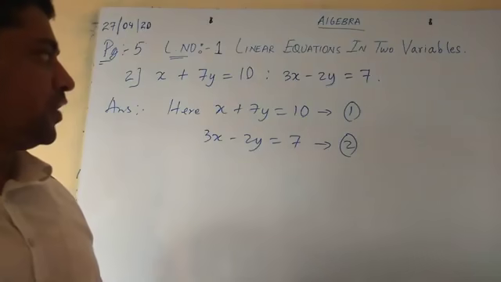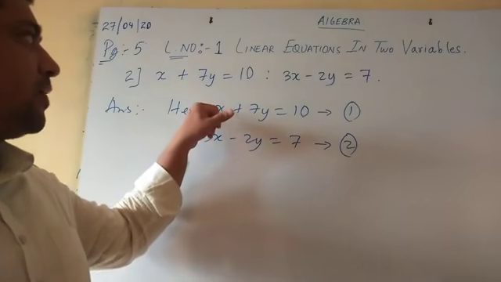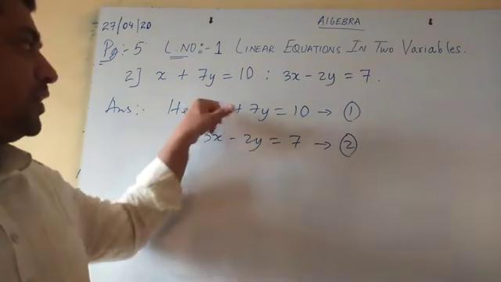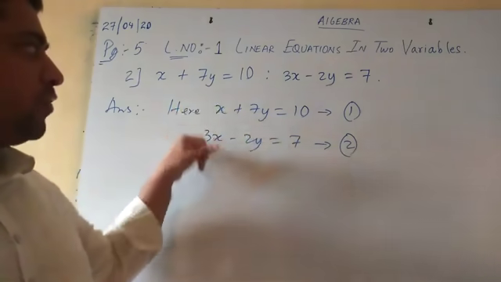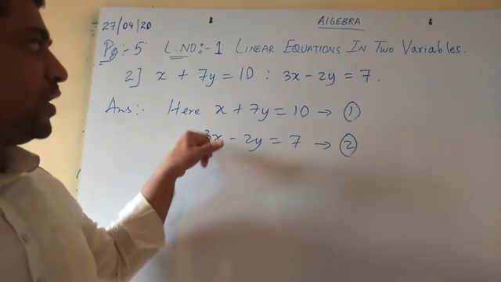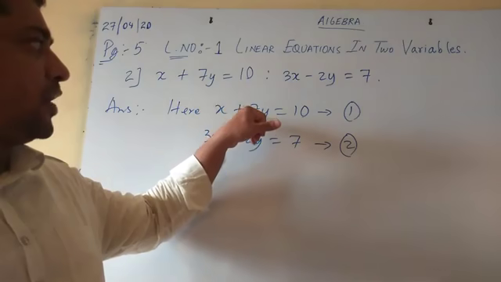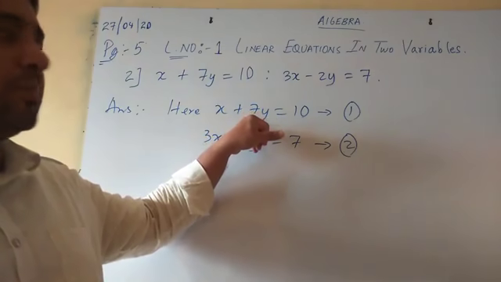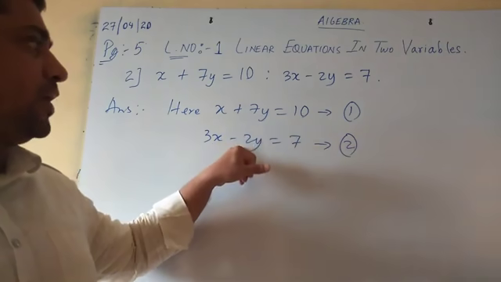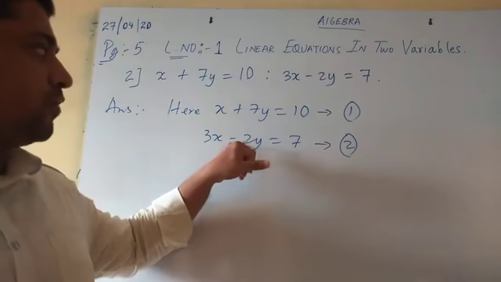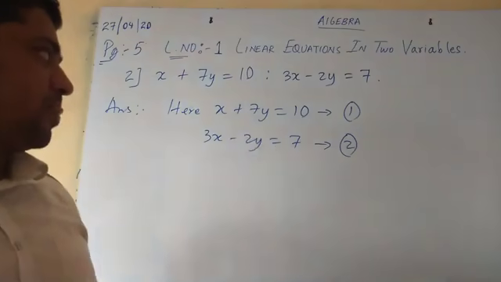So here we have 2 options. I can multiply by 3 and make the first term equal in both equations, that is 3x, or I can multiply equation 1 by 2. That means the y term will become 14, and I will multiply equation 2 by 7. This will also become 14. Why? 2 7s are 14.